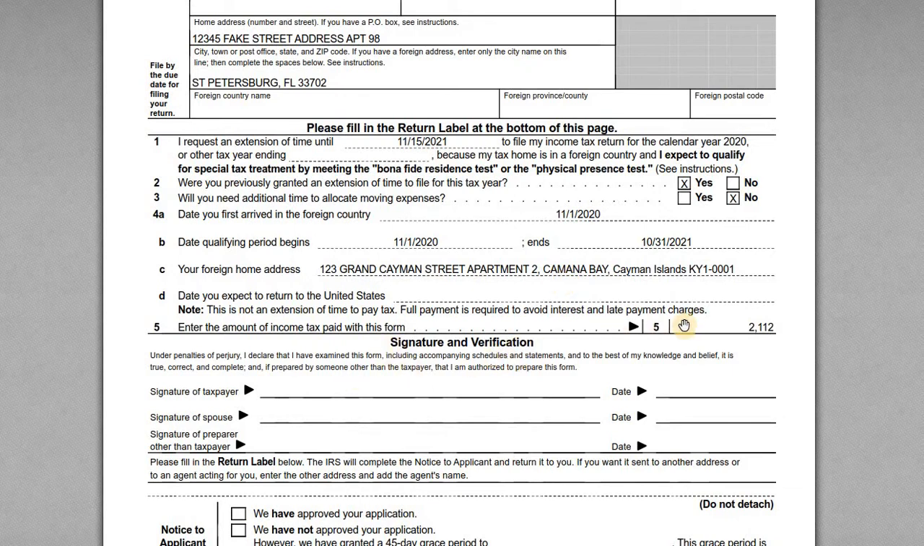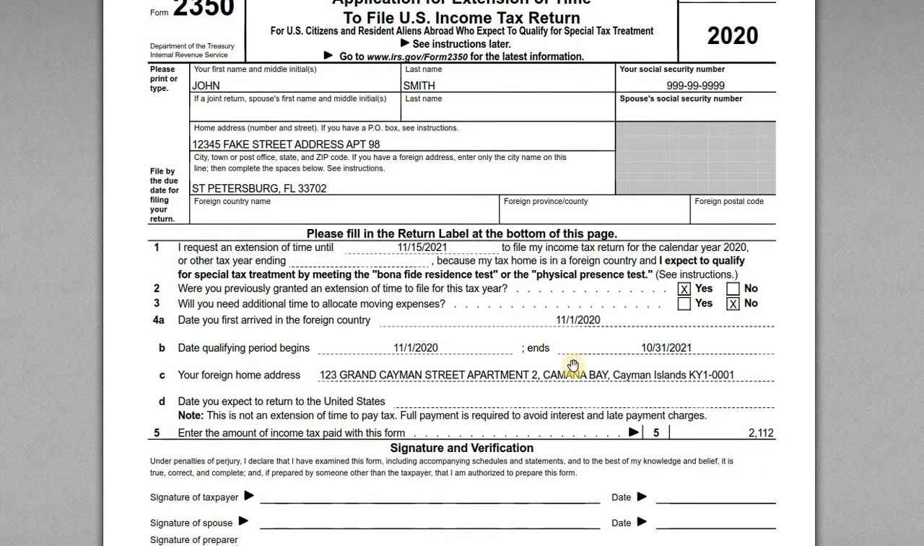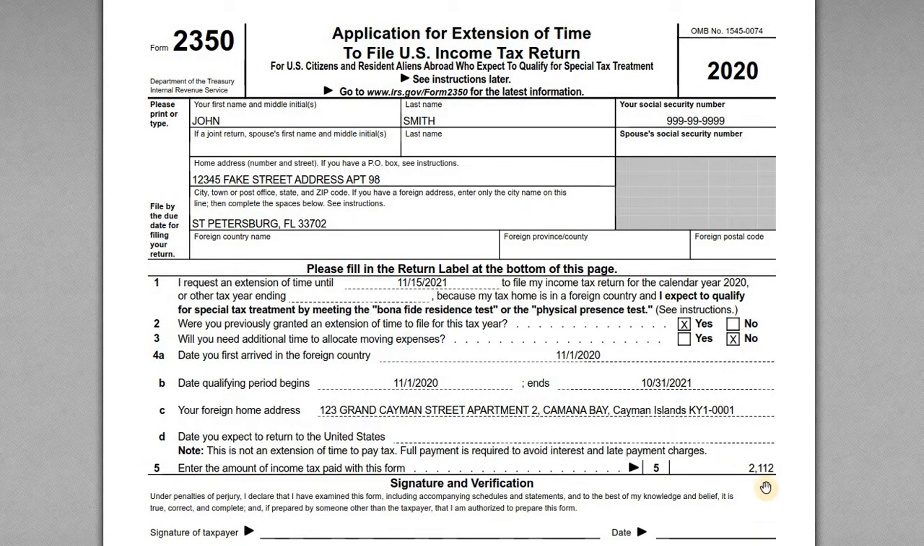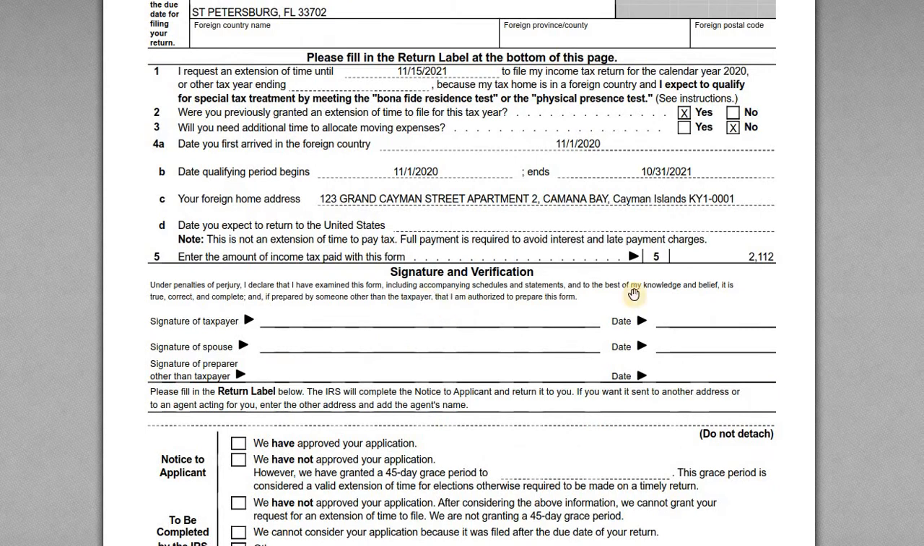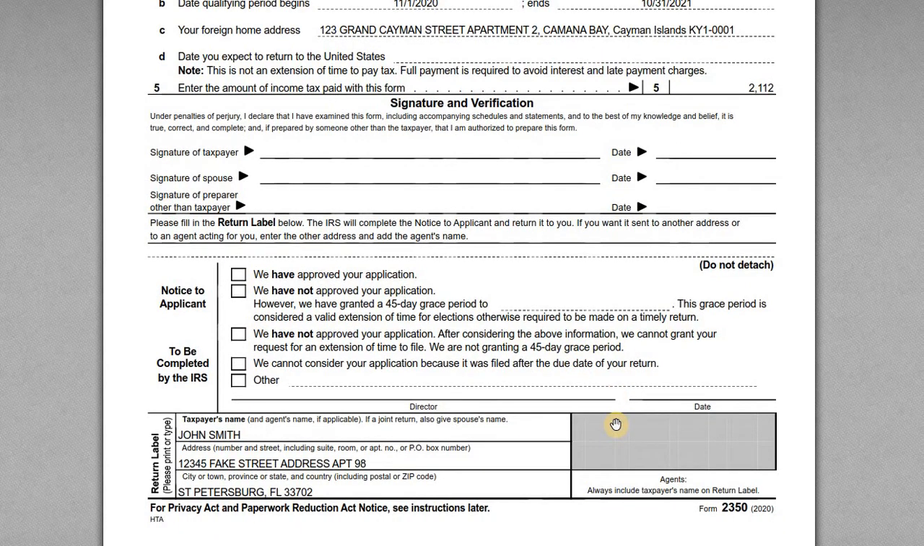Now, line item 5 here, again, very important. This is not an extension of time to pay your taxes, right? Taxes are due by April 15th. This is just an extension of time to file the return. So when he prepared his return to rough in the numbers, this is the amount of tax he's going to owe. So when he files this with the IRS, he should be making a payment with the extension request. Okay, so then he signs it, dates it, mails it in, and then the IRS will review the application, and they'll check off one of these if they approve it, and then they'll mail it back to you to let you know that an extension was granted.